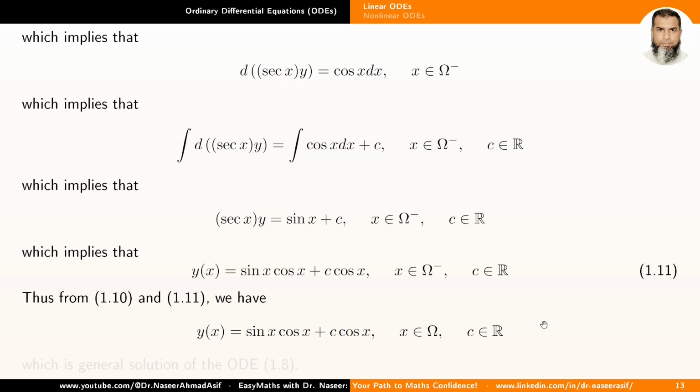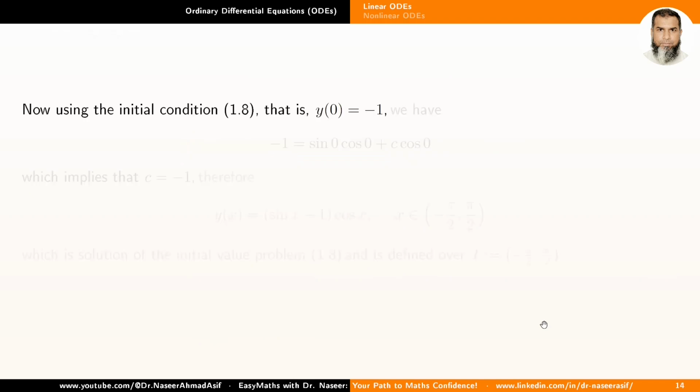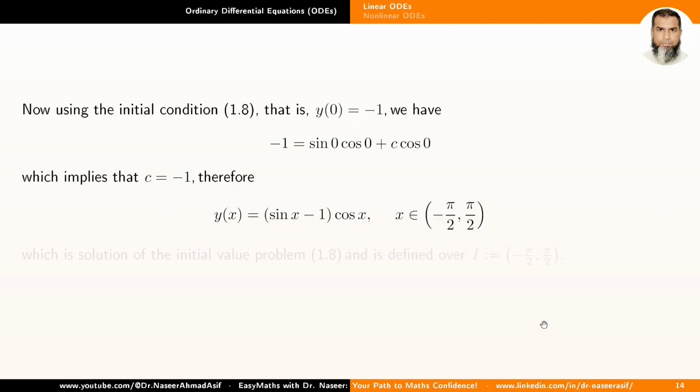Thus from equations 1.10 and 1.11 we have y(x) is equal to sin x into cosine x plus c cosine x, where x belongs to omega and c is an arbitrary constant, which is the general solution of the ODE 1.8. Now using the initial condition 1.8, that is y at 0 is equal to minus 1, we have minus 1 is equal to sin 0 into cosine 0 plus c cosine 0. So we have c is equal to minus 1. Therefore y(x) is equal to (sin x minus 1) into cosine x, where x belongs to the open interval minus pi by 2 to pi by 2, which is the solution of the initial value problem 1.8.